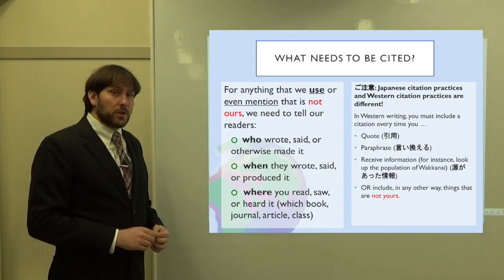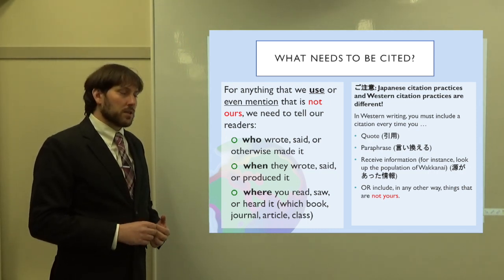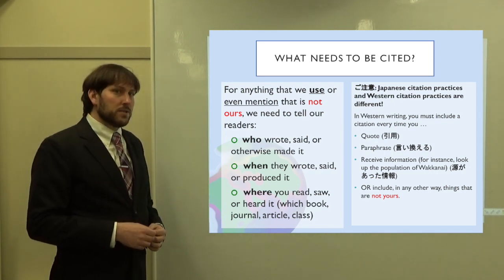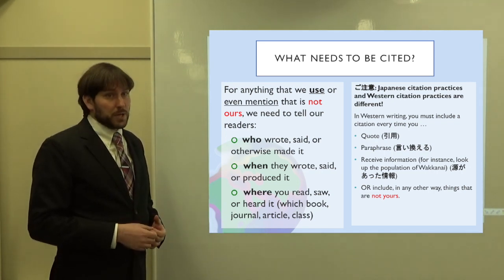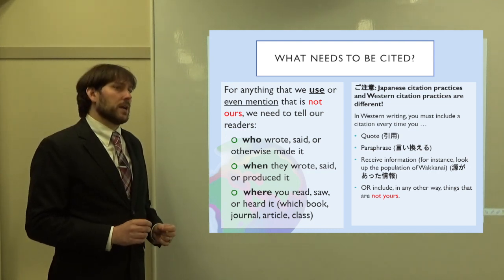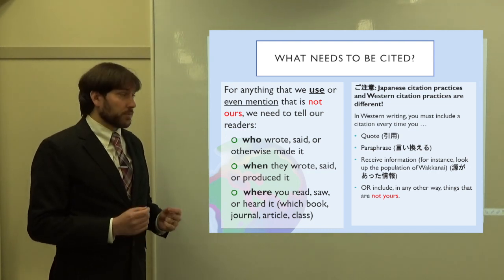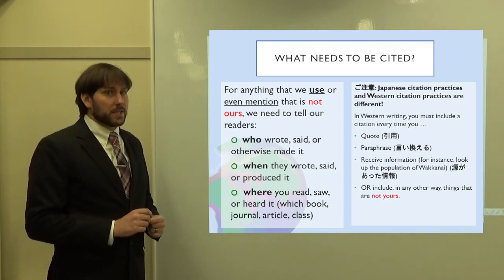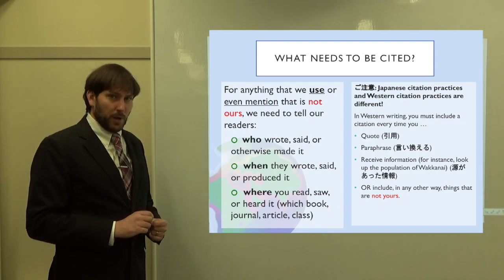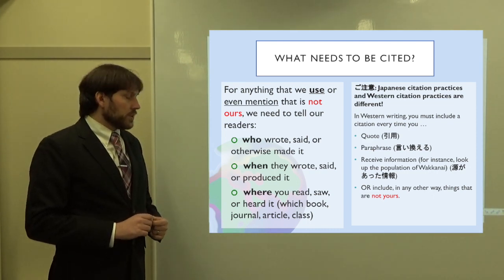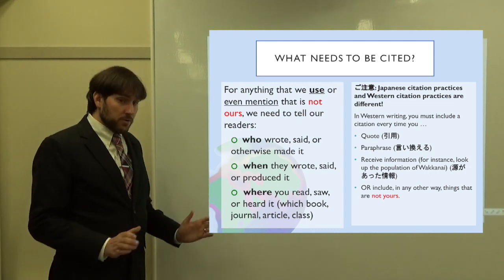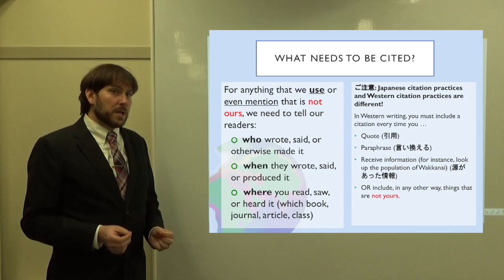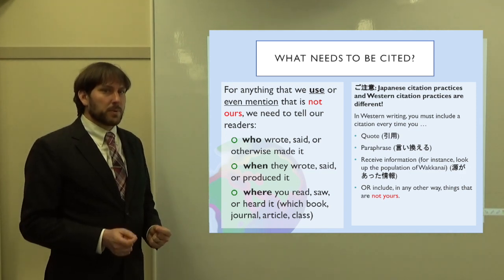So for instance, I don't know the population of Wakanai, which is at the top of Hokkaido. If I look this up on Wikipedia, I need to mention I got the information from Wikipedia. It'd probably be better to get that information from the Japanese government than from Wikipedia. But wherever I got the information, I need to put that into my paper. I need to mention that. So anything you include that's not yours, doesn't matter how you got it, you need to write that into your paper.